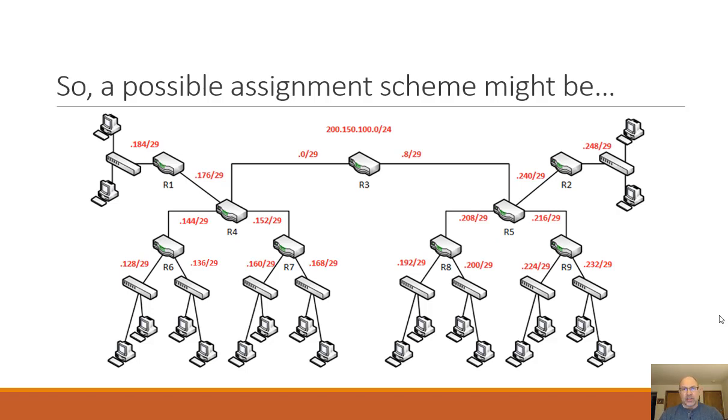That still doesn't solve the problem of the two directly connected routes to R3 though. So for R3, what we decided to do is use the .0/29 and the .8/29. And notice that those are outside of the address space chunks that we aggregated together. Okay, so that's a possible solution.